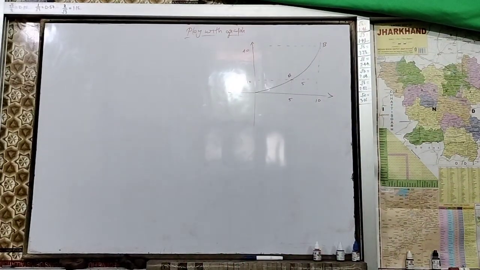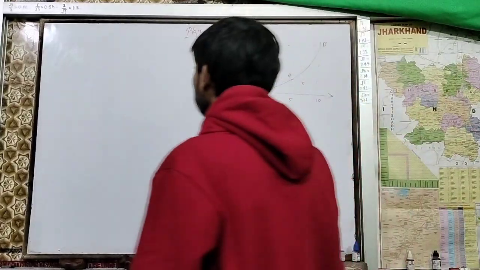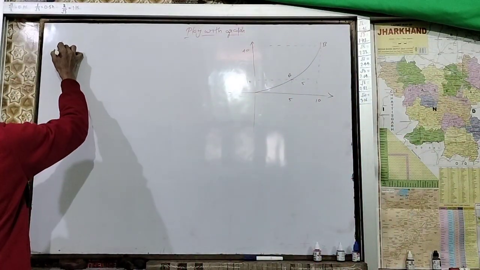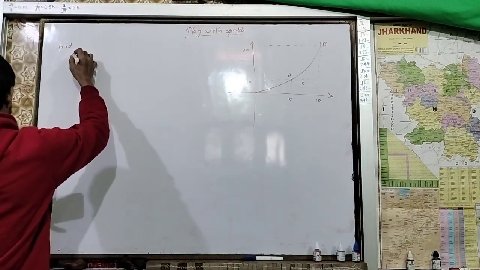This is the next graph. In this case, we have to find the average velocity. When it comes to average velocity, we find the total. So the question is to find the average velocity.